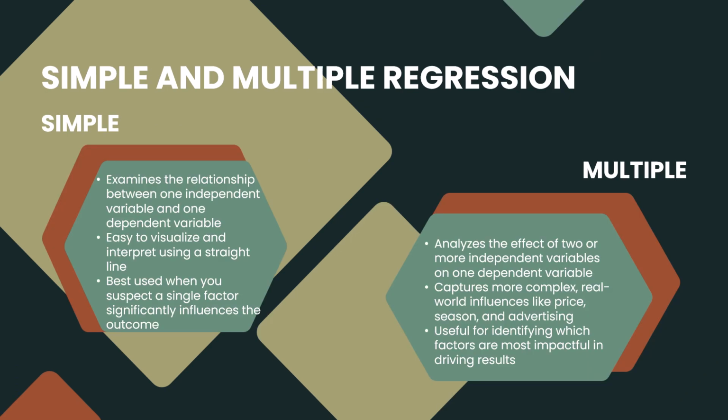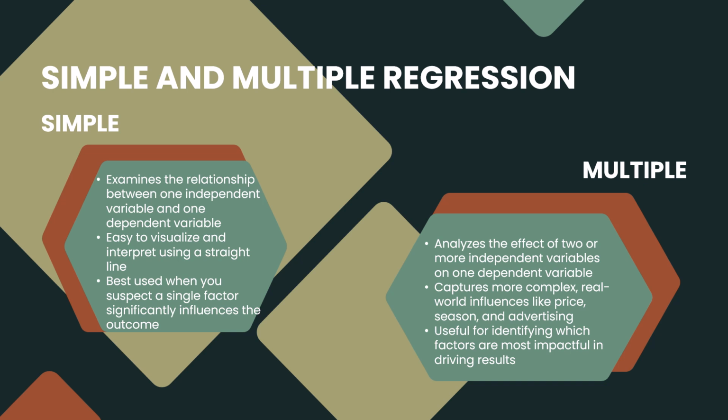Next is regression models. Regression models are fundamental tools in forecasting. Let's start with simple regression. It analyzes the relationship between one predictor and one outcome. For example, we might look at how ad spends affect sales. It's easy to interpret and is perfect for isolated relationships, but marketing decisions usually involve many factors.